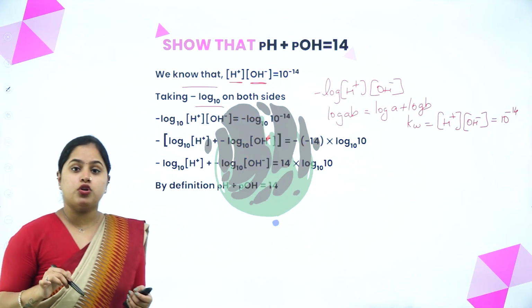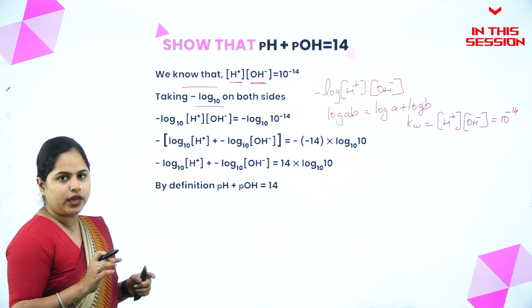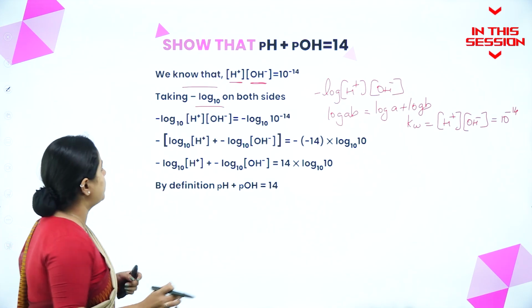Log AB is equal to log A plus log B. So we can expand it and write it in the form log AB. So we are going to write it as log A plus log B.